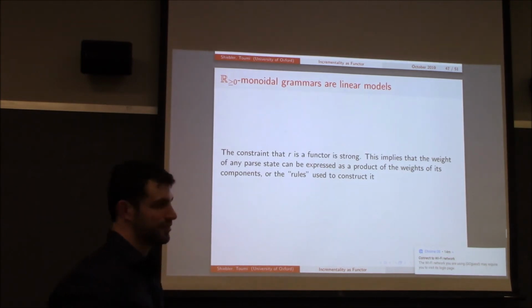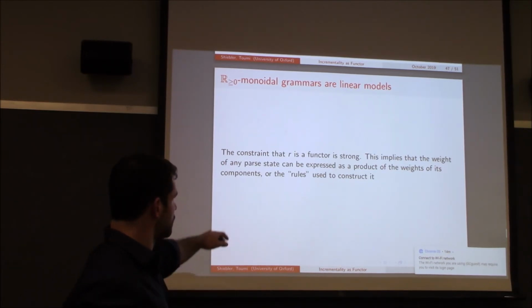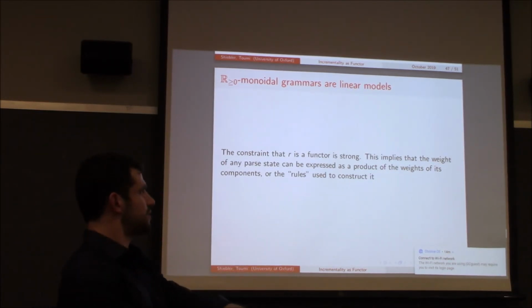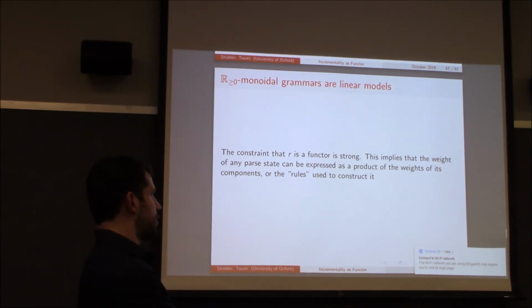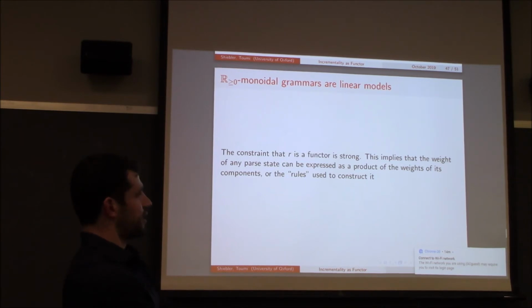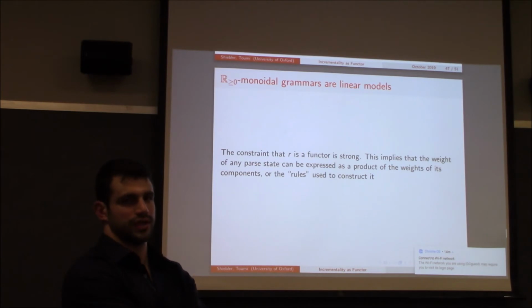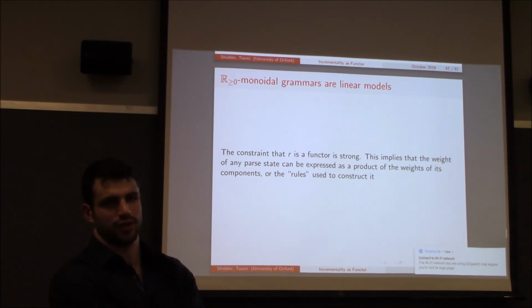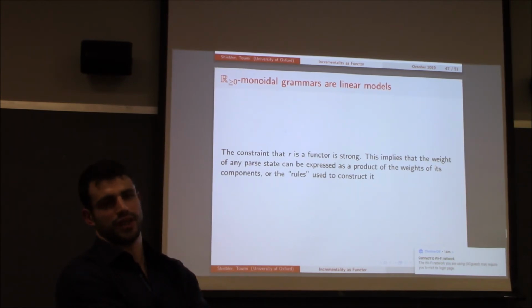All right, so now the punchline of this and why we even bother with this. This constraint that R is a functor is a pretty strong constraint, because basically what we're saying is that the weight of a parse state can be expressed as a product of the weights of its components, the rules that are used to construct it. If you think about it, weighted context-free grammars are a thing. They assign weights to the generating rules. And this is a similar concept. We're defining R based on the weights it assigns to the generating arrows.